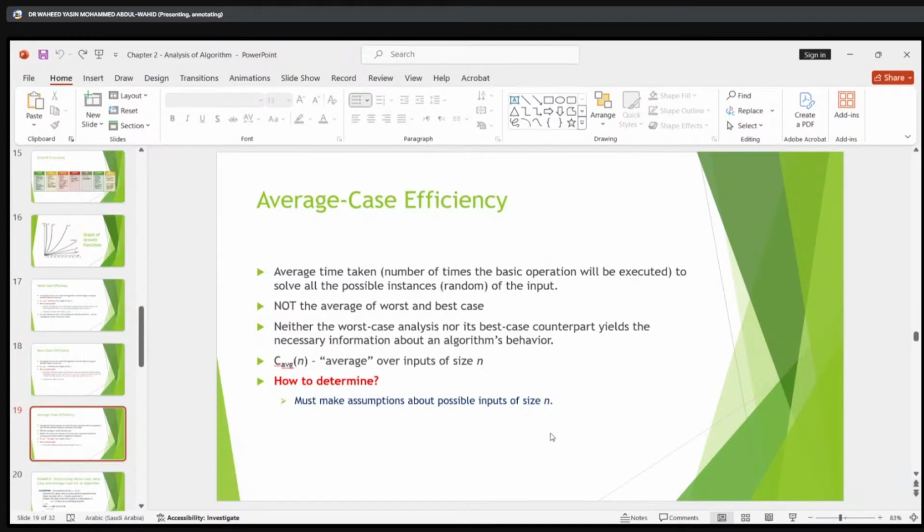Average case efficiency: the average time taken, that is, the number of times the basic operation will be executed to solve all possible instances, random, of the input. Note it is not the average of the worst and best case. Neither the worst case analysis nor its best case counterpart yields the necessary information about an algorithm's behavior. So we take the average over inputs of size n. To determine it, we must make assumptions about possible inputs of size n.